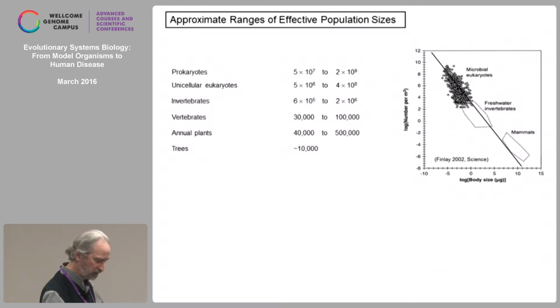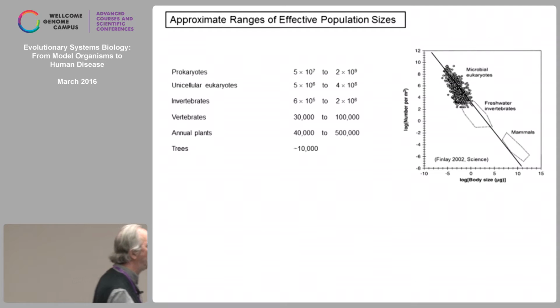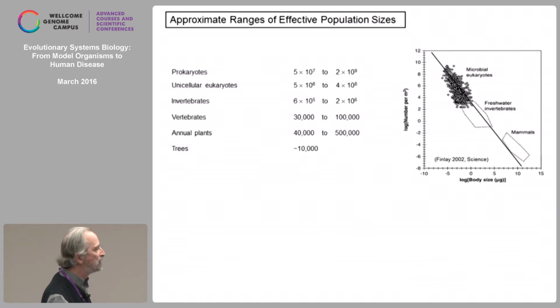Here's some numbers just to give you an idea of what effective population sizes are. I won't go through the way we get these, but they come, as many of you know, from neutral measures of neutral polymorphisms. This is actually a plot of the absolute numbers of individuals versus the size of individuals. A log-log plot with a slope of -1. And so this implies that every species roughly commands the same amount of biomass on the planet.